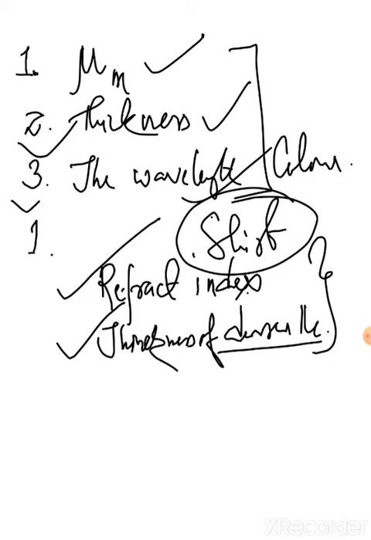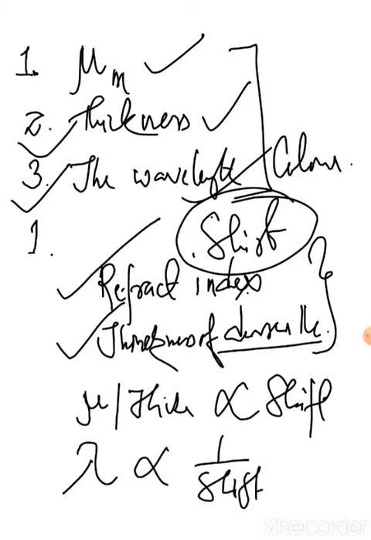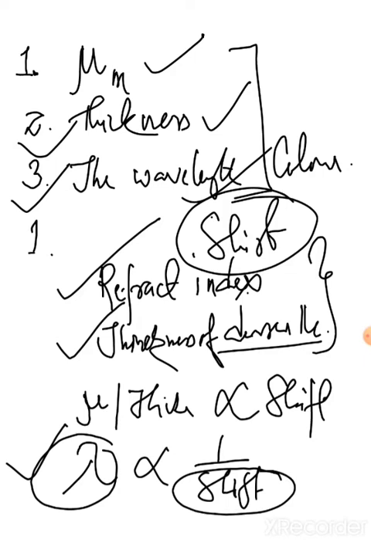And the third factor is the wavelength. The shift decreases with the increase in the wavelength of the light that you are using here. So as the wavelength increases, what happens? Shift of the object, that is the apparent position of the object, decreases. So here refractive index and thickness are directly proportional to the shift, whereas wavelength is inversely proportional to the shift. So if the wavelength of the light is increased, shift or the apparent position of the object will decrease. All right, so I hope you understood.